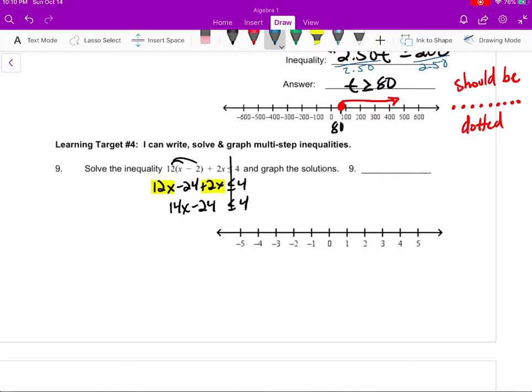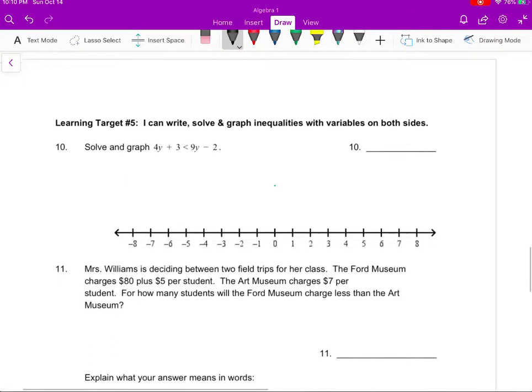So finally I can add my 24 to both sides. I'm left with 14x is less than or equal to 28. And then divide by 14. I'm left with my final answer, x is less than or equal to 2. So it could be equal to 2 or anything less. Right. Moving on to number 10.